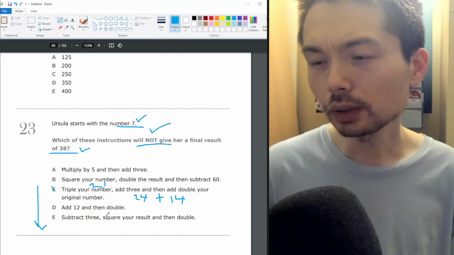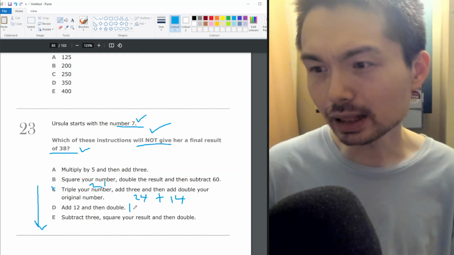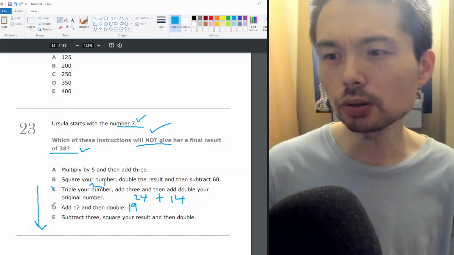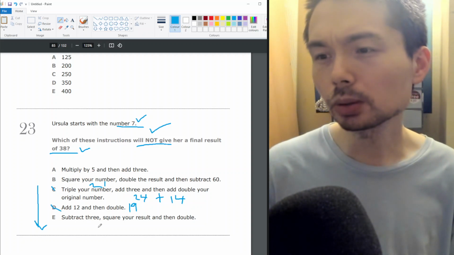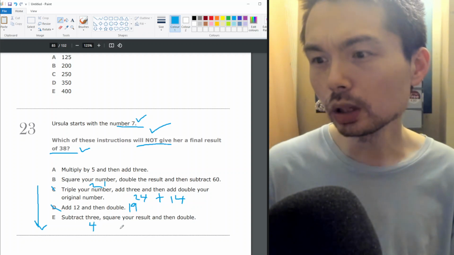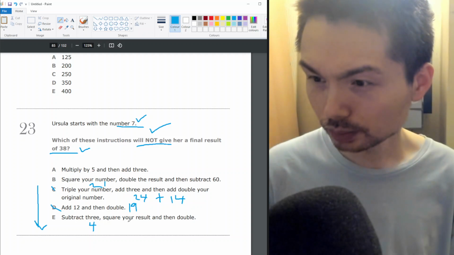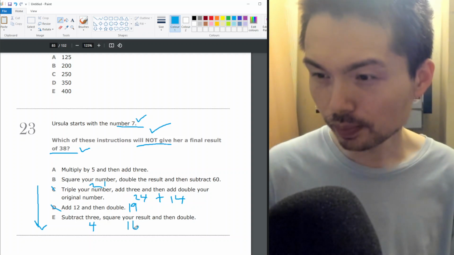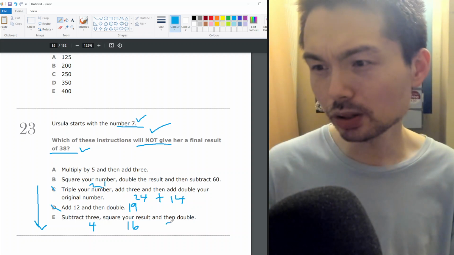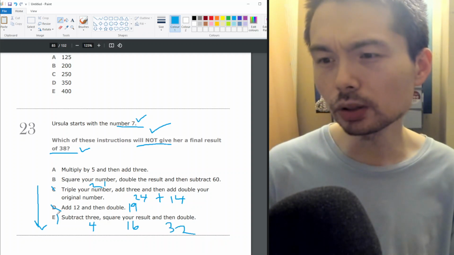D, add 12 and then double the answer. Well, 7 plus 12 is 19, and then 19 times 2 is 38, so wrong. E, subtract 3. 7 minus 3 is 4. Square your result. That means 4 times 4 equals 16. And then double the answer. Well, 16 times 2 is 32. So there we go. The answer is E, because it should have been 38.